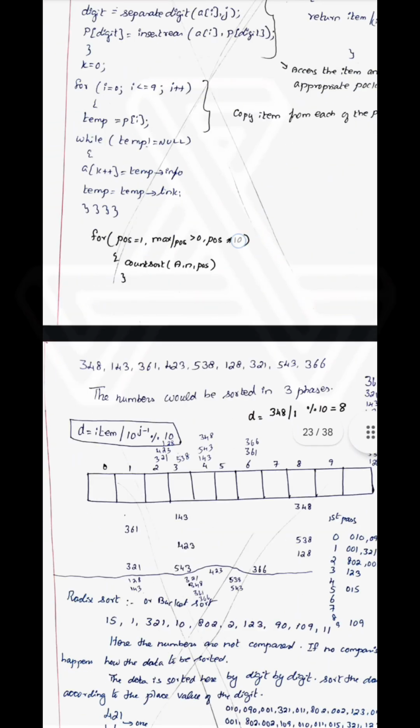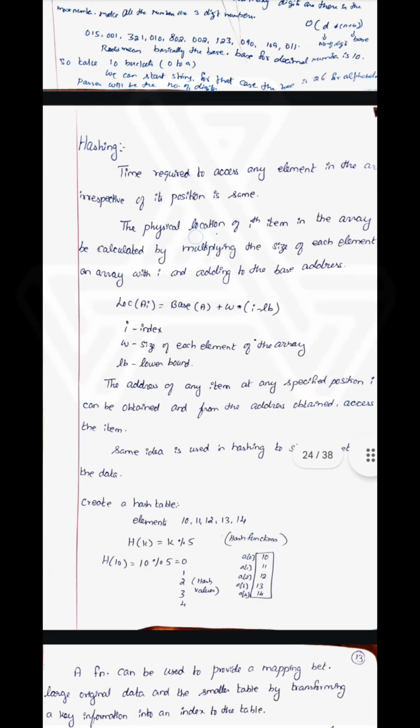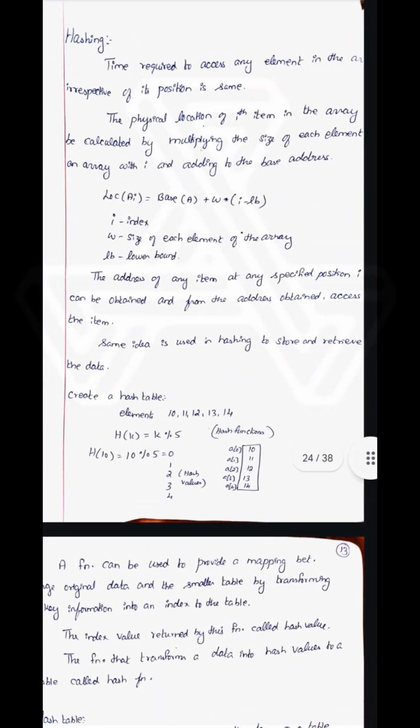Then you can look into this. Then go with hashing. In hashing, the time required to access any element in an array, irrespective of its position, is the same. The physical location of the ith item in the array can be calculated by multiplying the size of each element of the array with i and adding it to the base address.